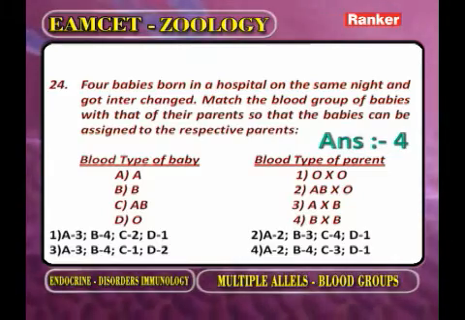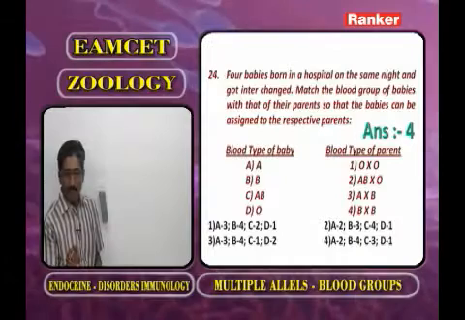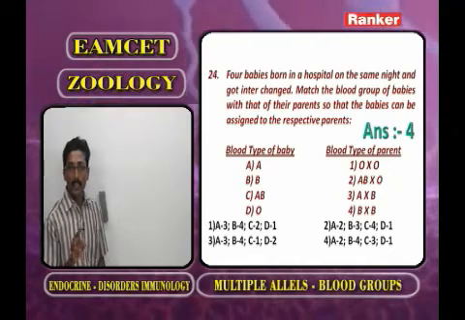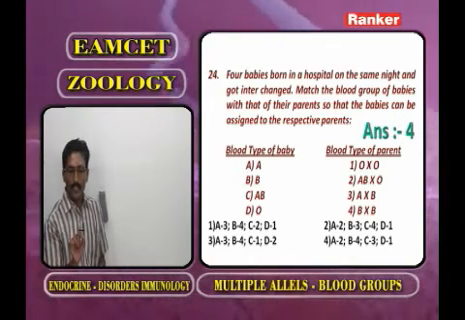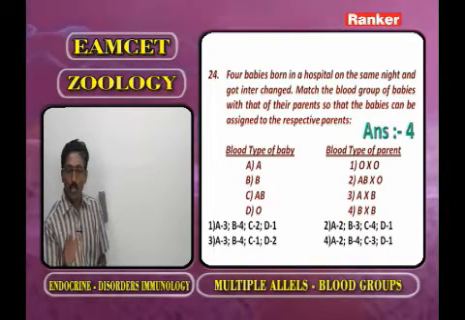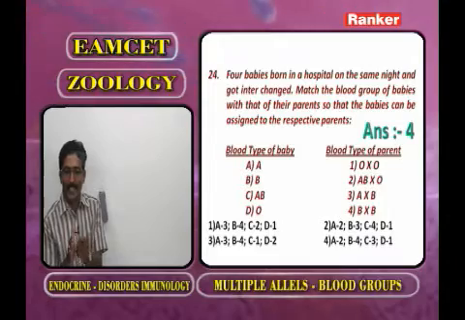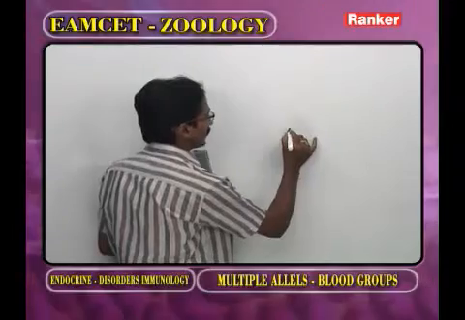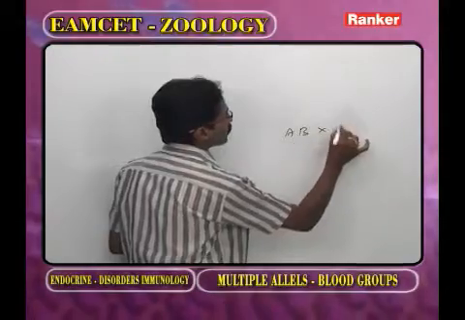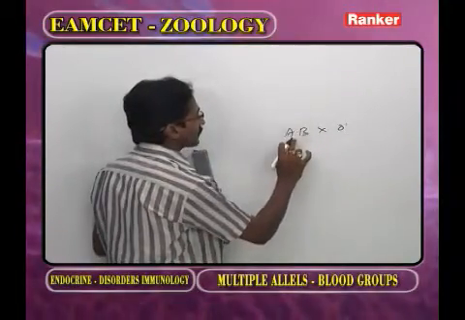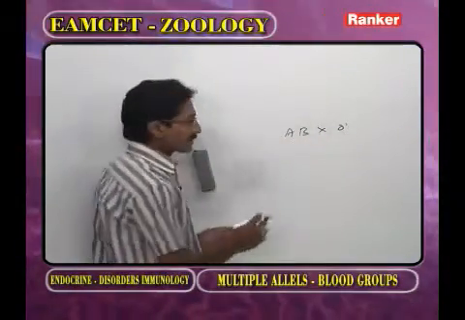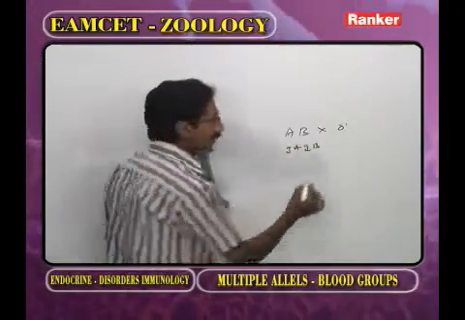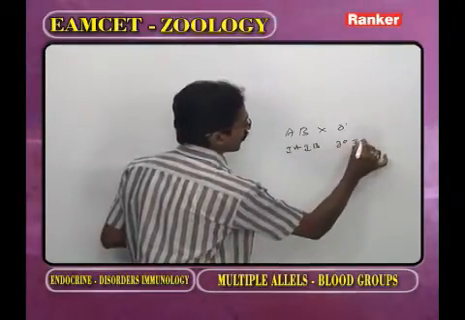Now you observe here the blood group of baby A. So here the baby blood group is A. Such a baby is handed over to what type of parents? AB and O. Here these two are the parents, with genotypes IA IB, and IO IO.